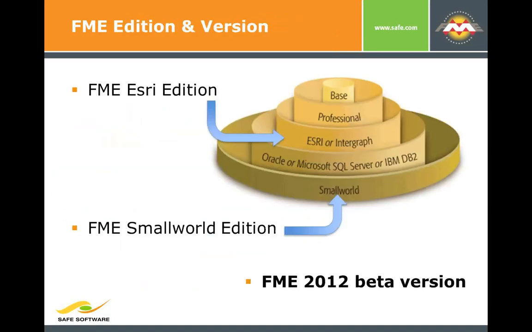This shows the different editions of FME, and a nice cake there, really. The versions that we're using in this demonstration today are the FME Esri edition, which is in the middle of the stack there, and the Small World edition as well. The actual version we're using is the FME 2012 beta version, which will be shipping sometime in January. The diagram shows that each edition, from base to professional, includes everything in the lower edition and just adds more and more functionality.